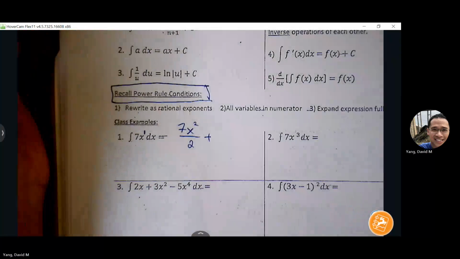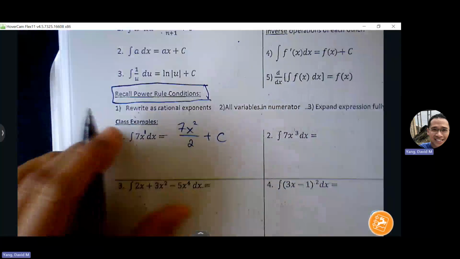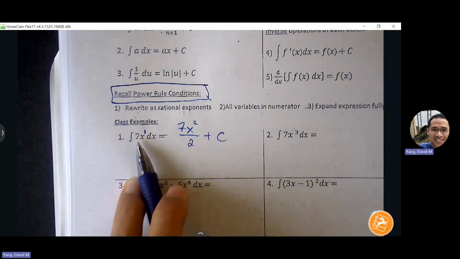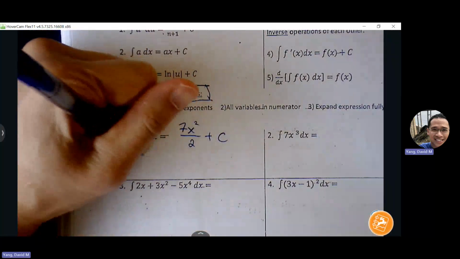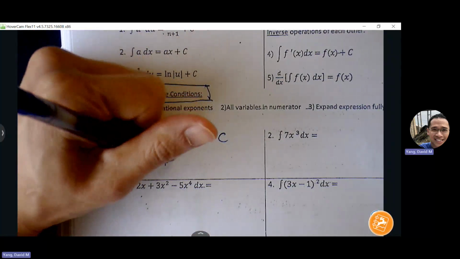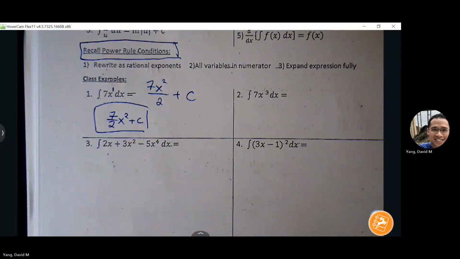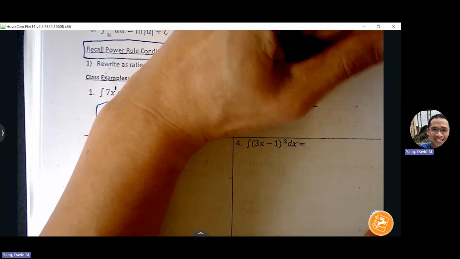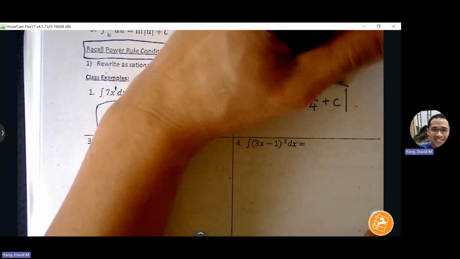Plus what? C. We have infinite numbers of functions that all share the same derivative of 7x. You can leave it like this, or you can write it as 7/2 x squared plus c. Okay, the integral of 7x cubed dx. What's the antiderivative? 7x to the 4th over 4 plus c.